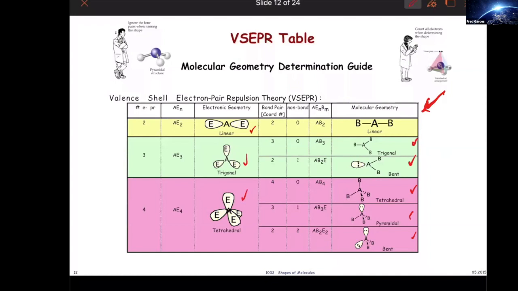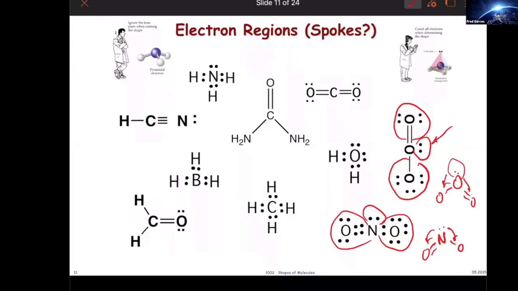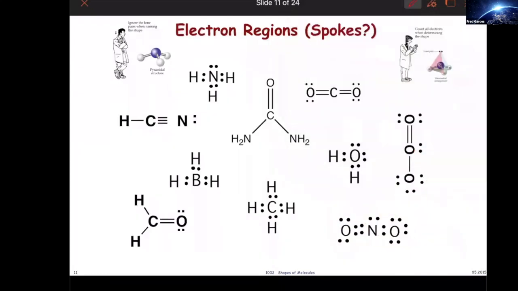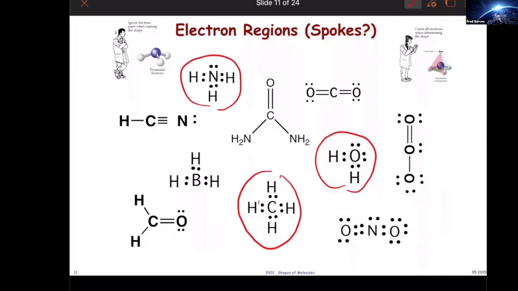Let's take a look at 4 regions of electron density. When we have 4 regions of electron density, and this is our example right here, what happens is that the basic skeleton is tetrahedral, but if you've got atoms at the end of each one, then the molecular geometry is AB4, and that's tetrahedral.